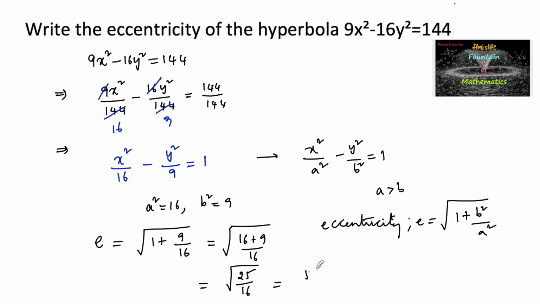Root of 25 is 5 and root of 16 is 4. Since eccentricity is positive and greater than 1, we consider the positive value of root of 25 by 16, which is 5 by 4. So the eccentricity of the hyperbola 9x square minus 16y square is equal to 144 is 5 by 4.